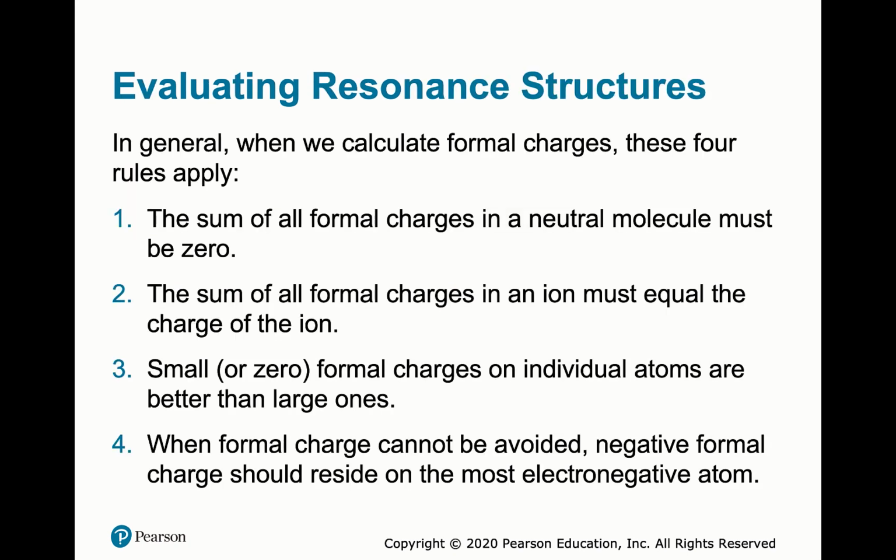And when you look at formal charges, these rules apply. I already mentioned that the sum of formal charges for a neutral molecule is 0. The sum of formal charges of an ion equals the charge of the ion, and the minimization of the formal charges is better than having large ones. When we cannot avoid having formal charges not be 0, put the more negative formal charge on the more electronegative atom.